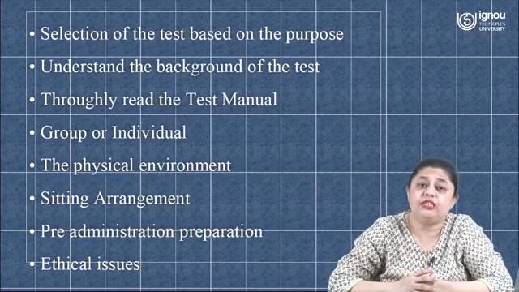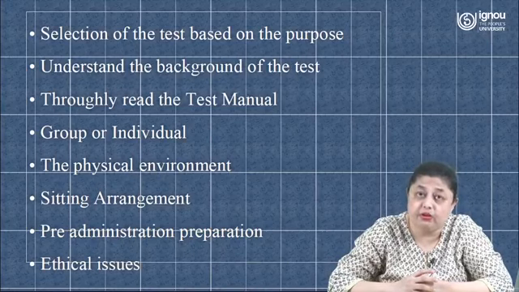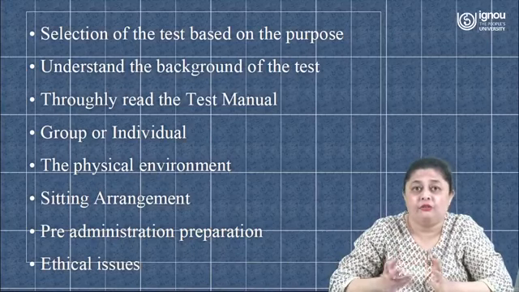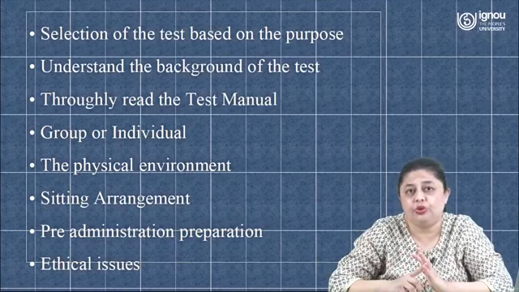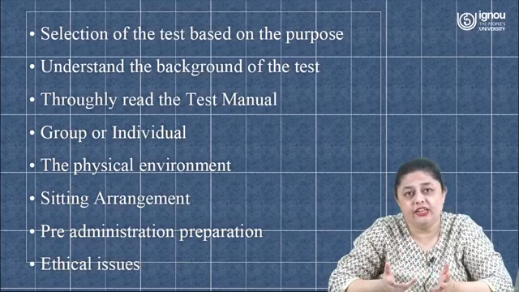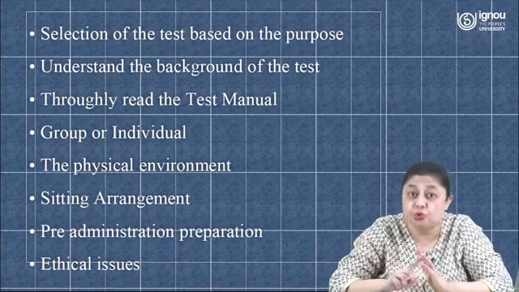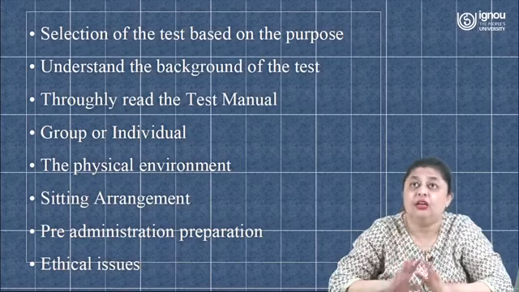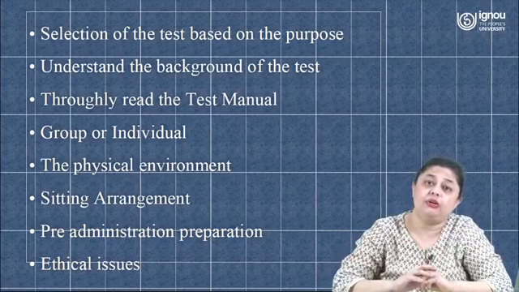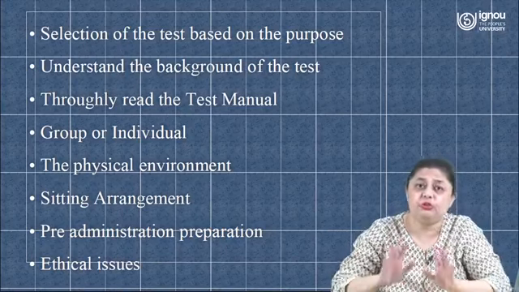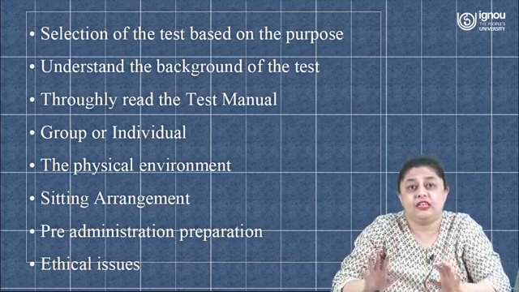Then also focus on physical environment, which is again very important. That is, it should be distraction free. Why? Because if there are distractions, what is going to happen? It will add on to your error variance, and your error variance will be high. So free from any distraction, even free from visual distraction, noise distraction. The lighting should be proper. At the same time, the temperature should be proper, so that the person who is taking the test is comfortable.